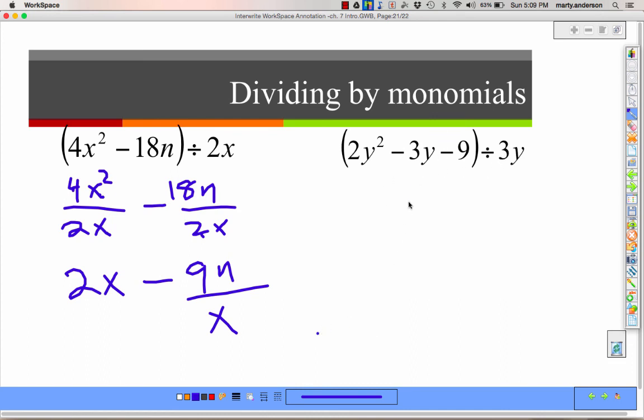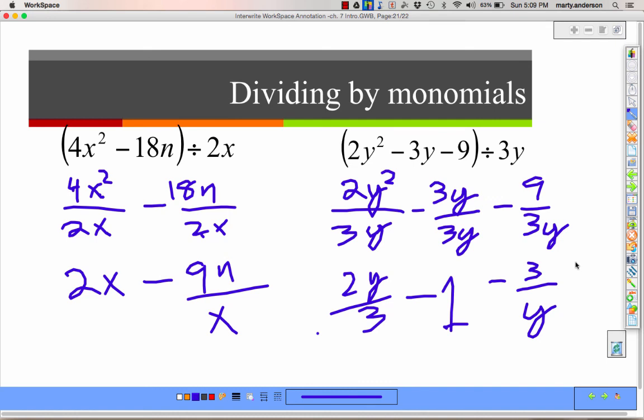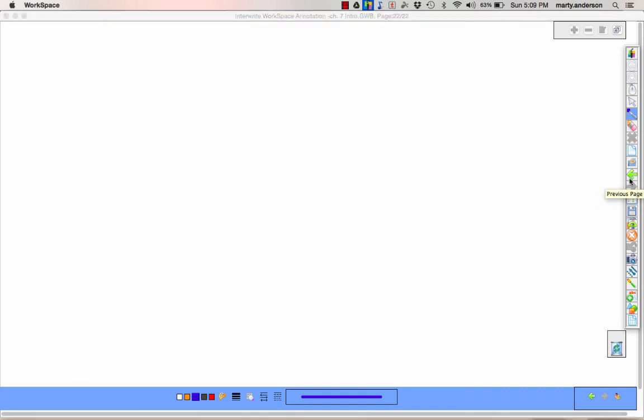This guy says put everything over 3y. 2y squared over 3y. 3y over 3y. Hey, I know what number that is. Woohoo! 9 over 3y. I get 2y over 3. 2 on top, 1 on the bottom. This is the number 1. Make it look fancy. Sweet. And finally 3 over y. And there we have it. Parentheses. Everything is over 3y.